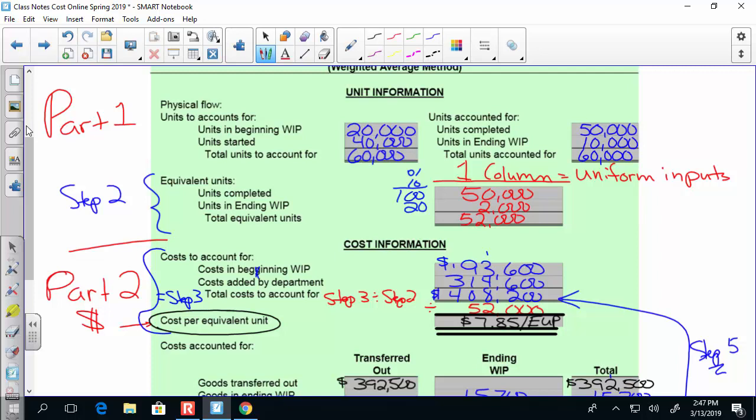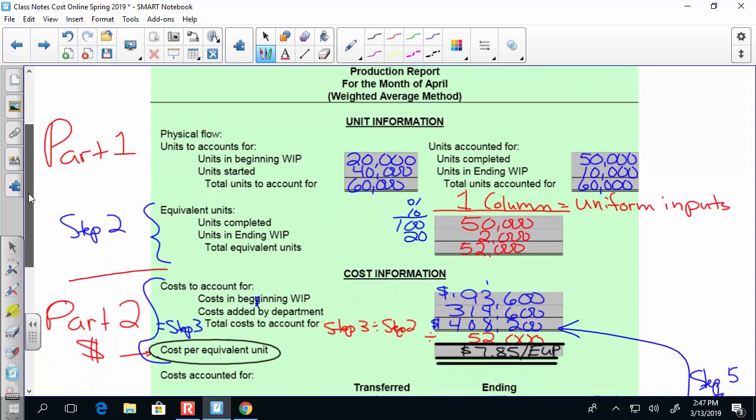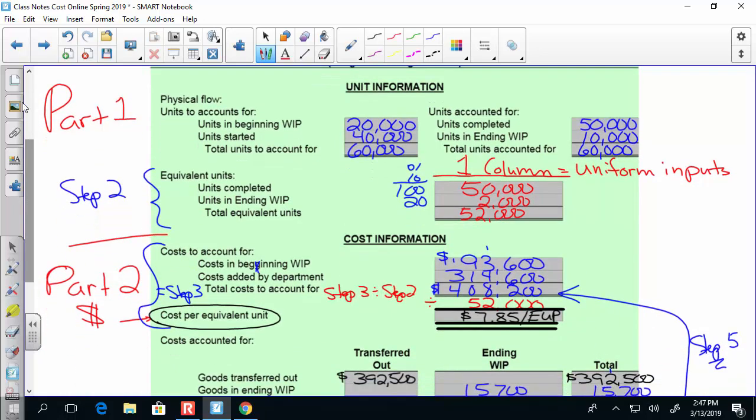And now the presentation of the production report. This is a formal production report. It's got the company name on it, it's got the department name on it, it's got the month or date range, and it's a weighted average method.